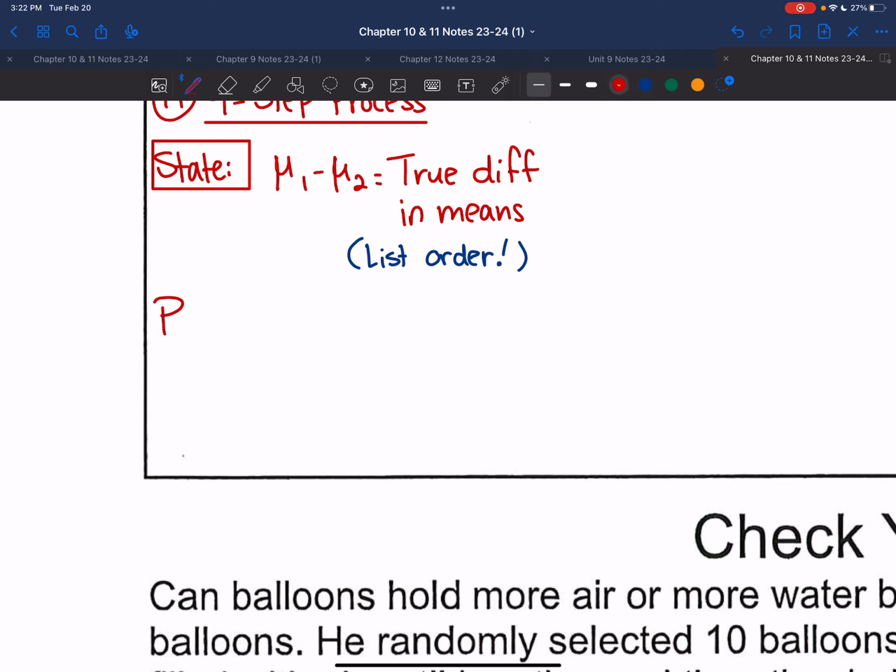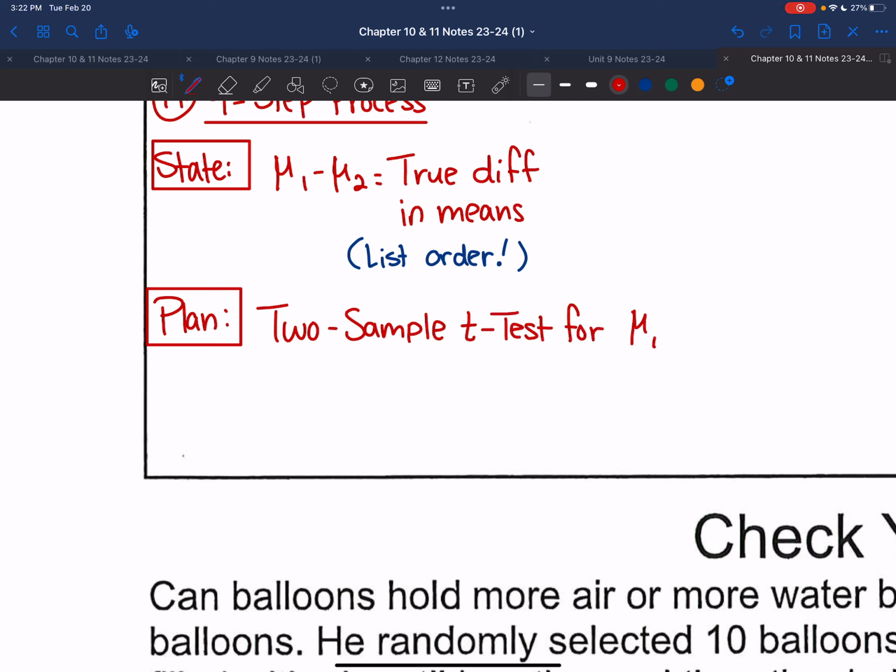In the plan section, the name is a 2-sample t-test for mu sub 1 minus mu sub 2. All right. And you also need to check your conditions as well. Don't forget that. You just need to make sure that you do it for both groups. All right.